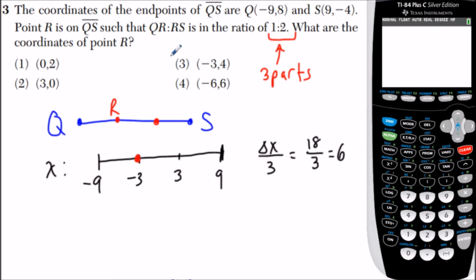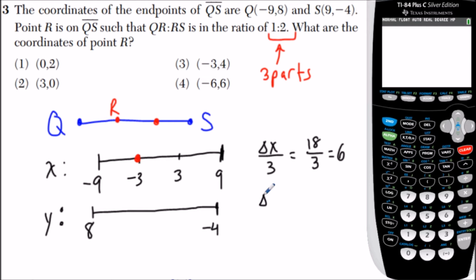to 2. And now if we repeat this process for the y values, we just have to think, where does y begin and where does y end? So the y value starts at 8. And we're not going to write this from smallest to largest. We're just going to write it in the order it appears. So we have 8 and we're going down to -4.